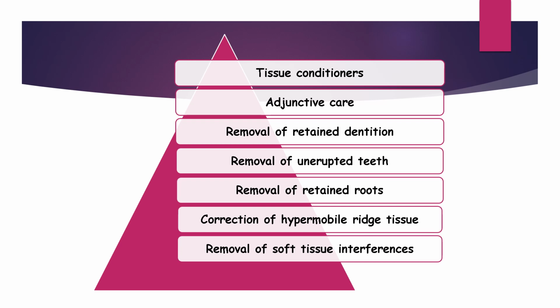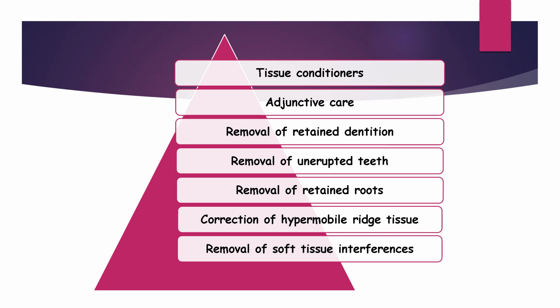Second step is adjunctive care. The ulcers, lesions or abscess require immediate attention and the lesion should be cured and the tissue should be given adequate rest for sufficient healing. Removal of retained dentition. The decision to remove or preserve the tooth is planned during treatment planning. An OPG gives a clear idea about the status of remaining dentition.